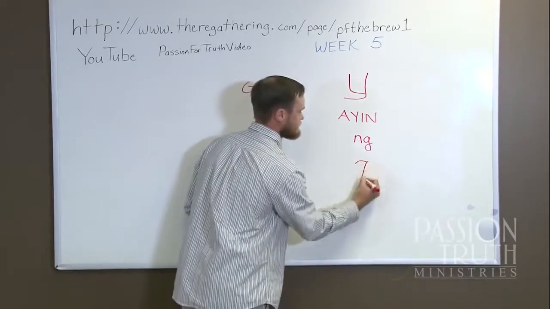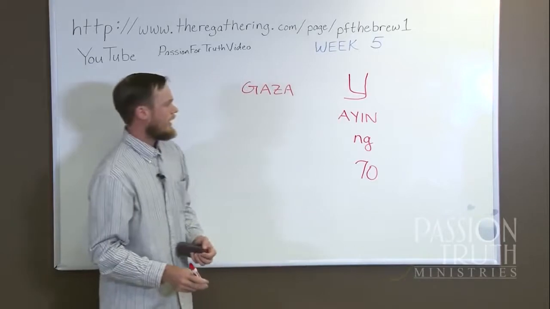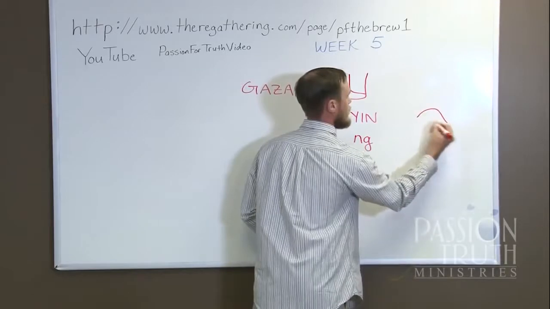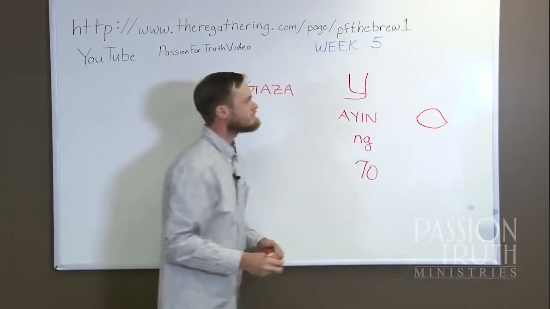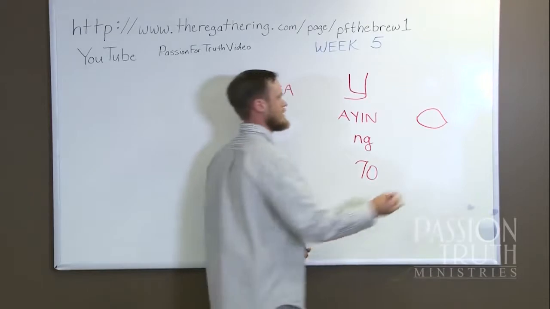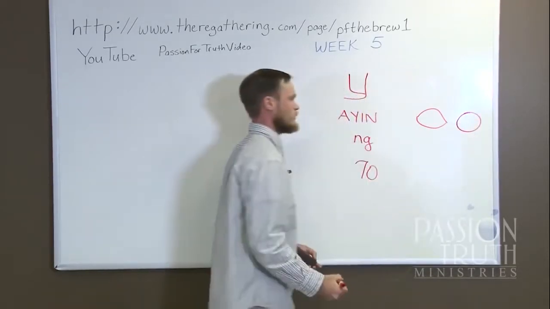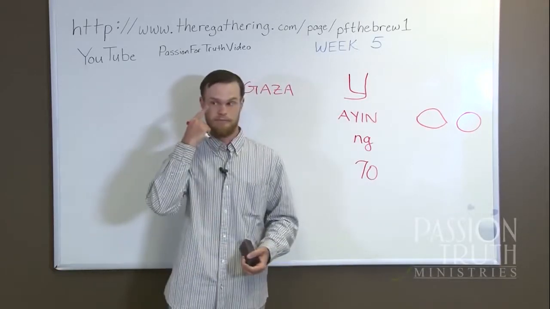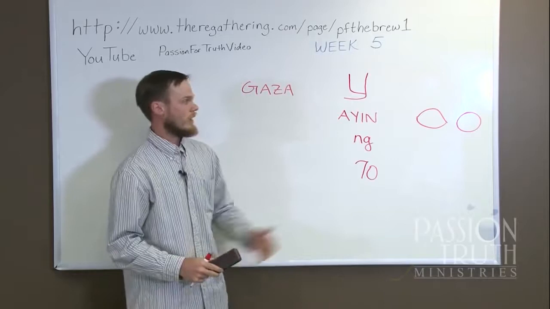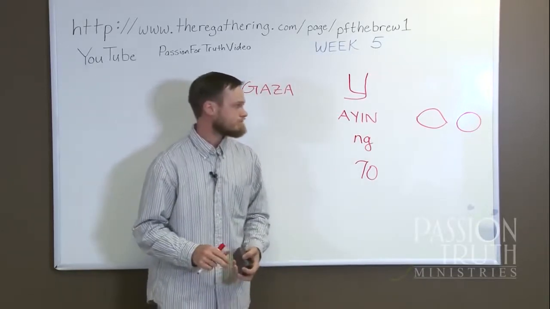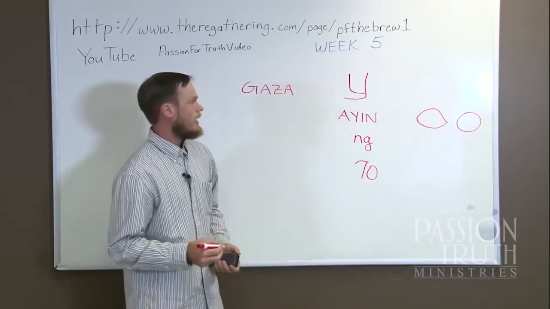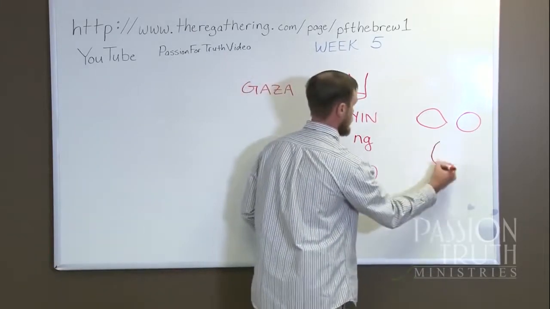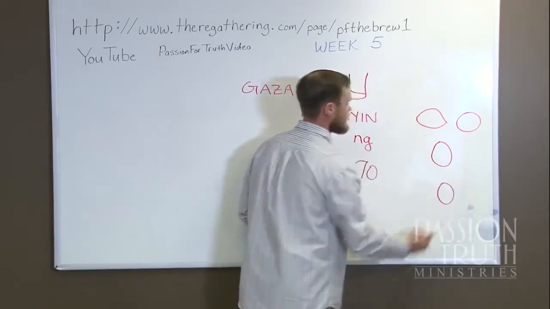Numerical value is 70. And in Paleo-Hebrew, the ayin looks something like that. Or sometimes you'll see it as just a round figure. The Hebrew word ayin means an eye, as in the eyes you see with. And so that is a picture of an eye. And interestingly, the ayin became the Greek omicron and the English O.